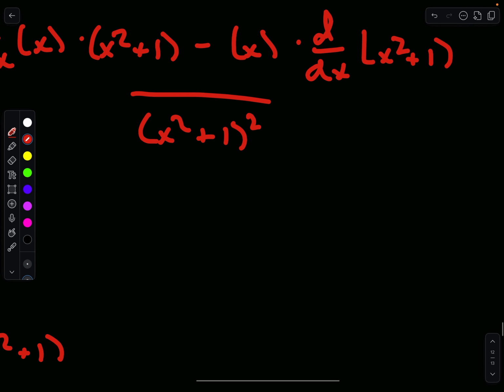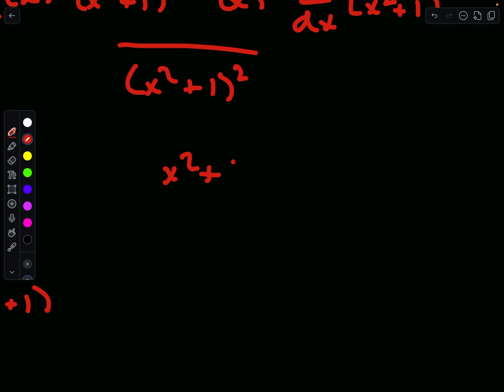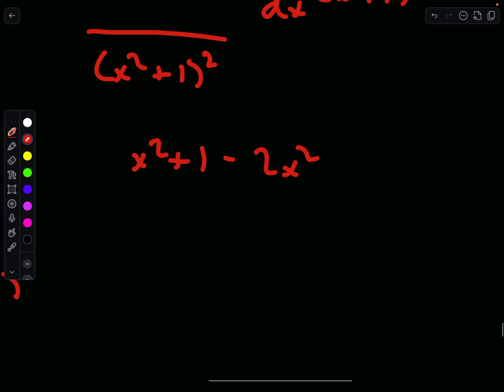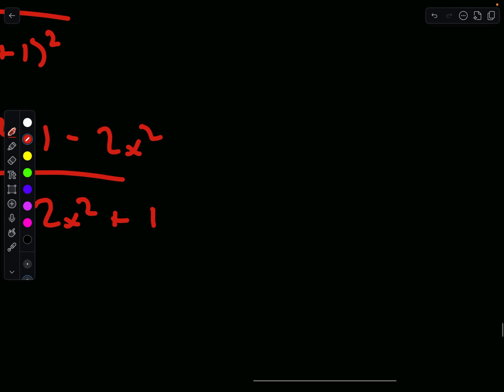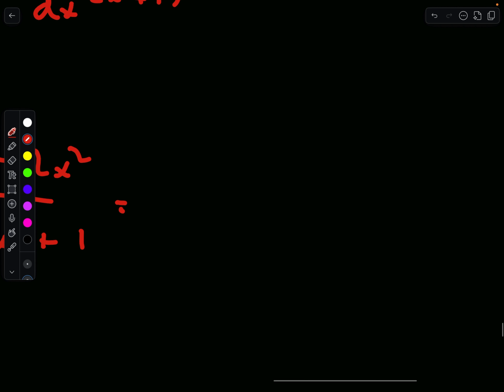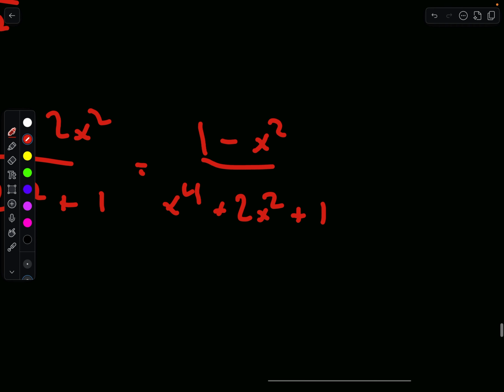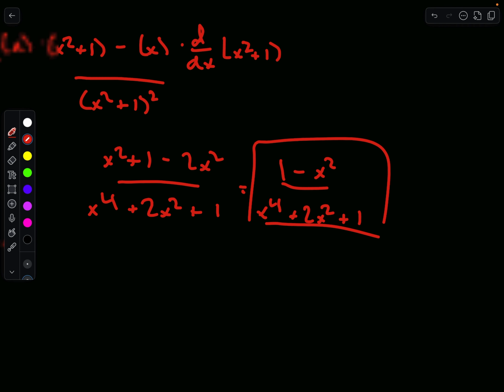Now simplifying this gives us (x squared plus 1) minus 2x squared, over x to the fourth plus 2x squared plus 1, which is just 1 minus x squared over x to the fourth plus 2x squared plus 1. And that would be f prime of x.